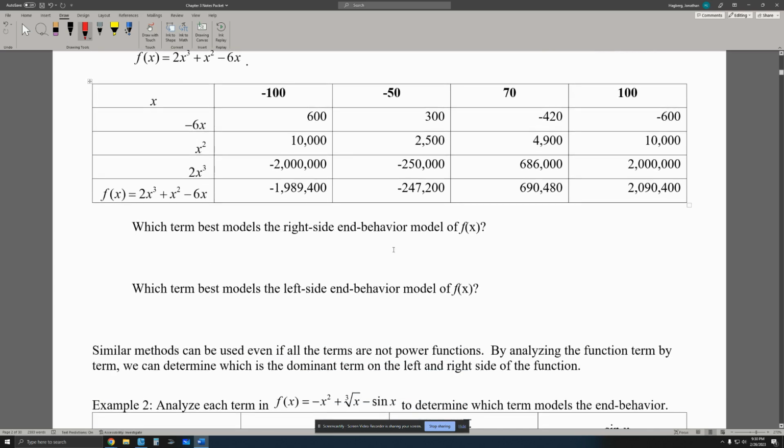Okay, so which term best models the right side end behavior? So the right side end behavior would be 70 and 100 as x increases. We see that the closest would be, relatively speaking, the 2x cubed. And likewise for the left end behavior, that's our negative 50 and negative 100, also the 2x cubed.